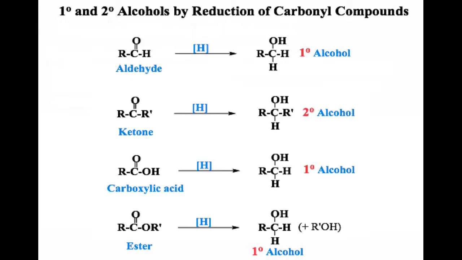Carboxylic acids, when I reduce them, I get primary alcohols. And esters, when I reduce them, I get a primary alcohol. I get a primary alcohol from the carbonyl anyway, and then you get this group, which was the other part of the ester, whatever it may be. It may be a secondary alcohol. But you get a primary alcohol out of the reduction of the carbonyl formally. This is really easy to memorize because all you have to say is everything gives me a primary alcohol except ketones. That's pretty simple. Ketones give you secondary alcohols.